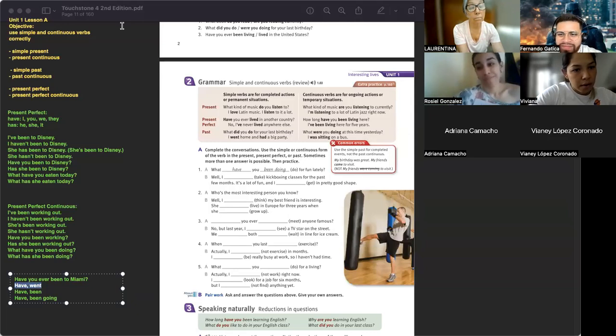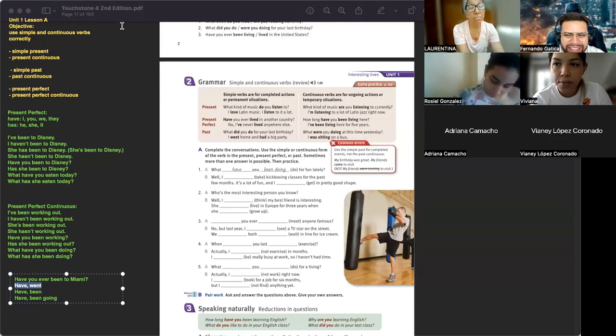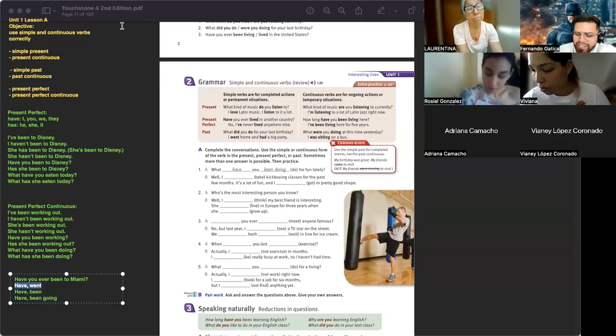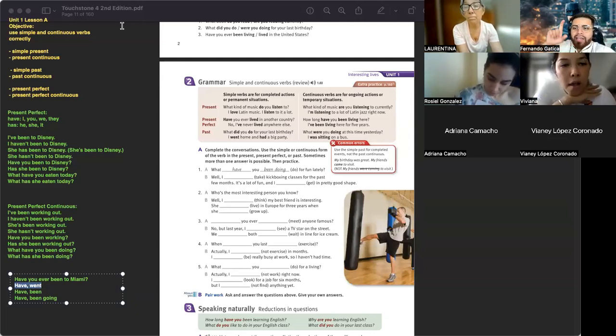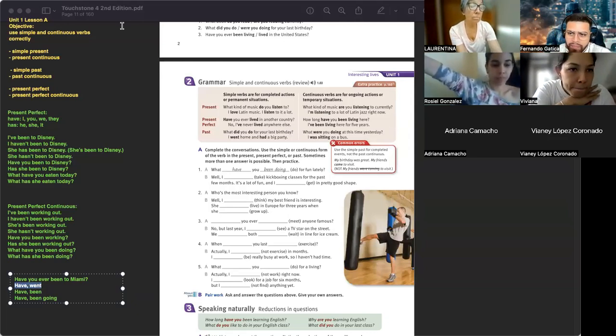I don't know. Because it's present. Because went is in past. And you need what verb? ¿Qué verbo necesitas? Been. But what type of verb is been? Past what? Participle. Very good. Past participle. Yes, so for the present perfect, you need have or has and the verb in the past participle.